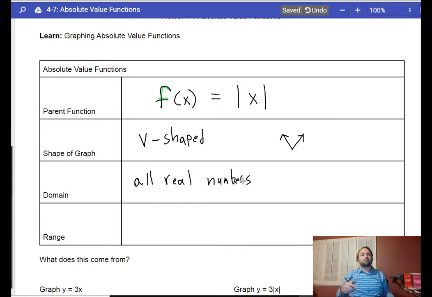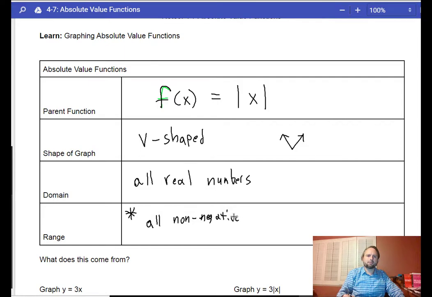Now the range, if it is the parent function, is going to be all non-negative. So this is like the opposite. What's the opposite of negative? It's going to be all non-negative real numbers.